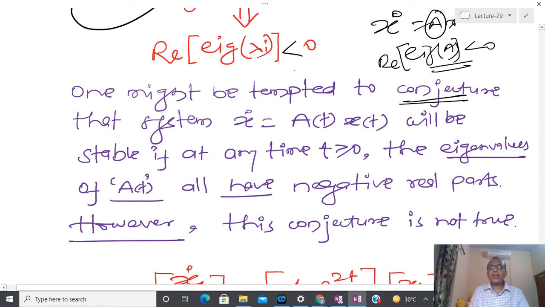And what people expect is that whenever I have a system x dot equal to A(t) x, it will be stable at any time, so for all t greater than or equal to 0, if the eigenvalues all have negative real part, then I can tell, or at least expect, that x equal to 0 is stable, or asymptotically stable. But it is possible to show that that result is no longer true.